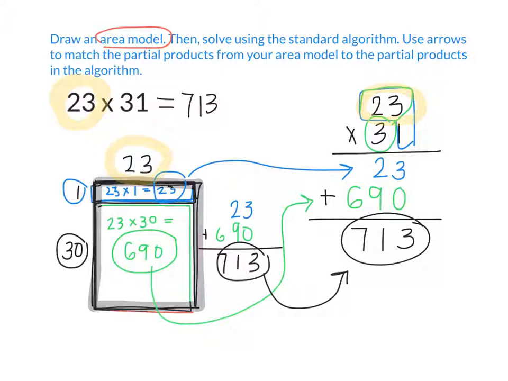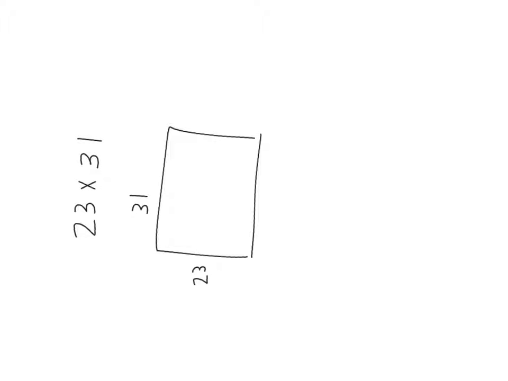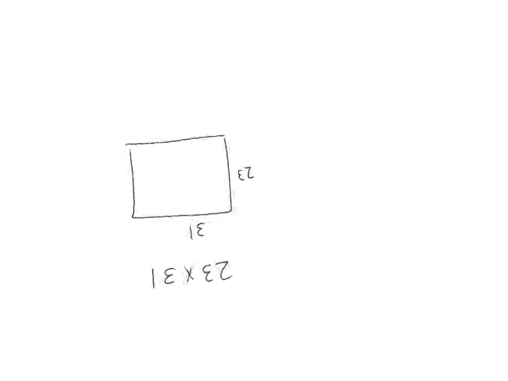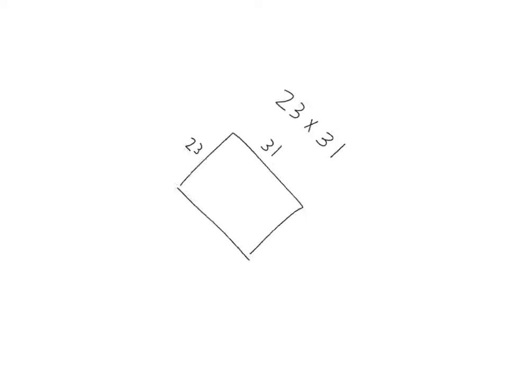How come they don't match up? This time, instead of putting 23 at the top, I put it here. Is that okay? It's like I just took the rectangle and turned it, like this, right? Or like this, right? Can I turn it? It's still the rectangle, same rectangle, no matter how I turn it?